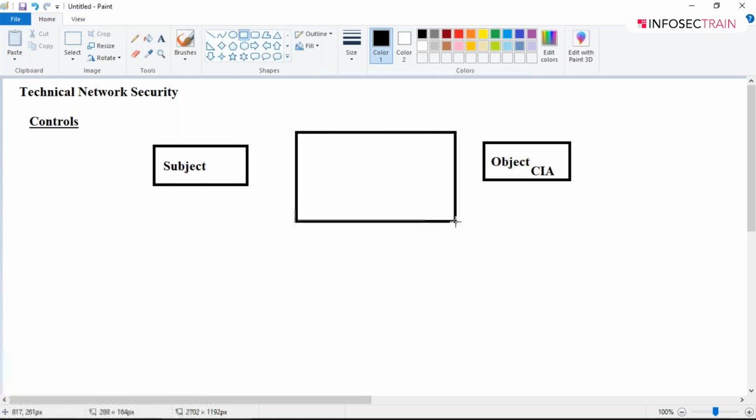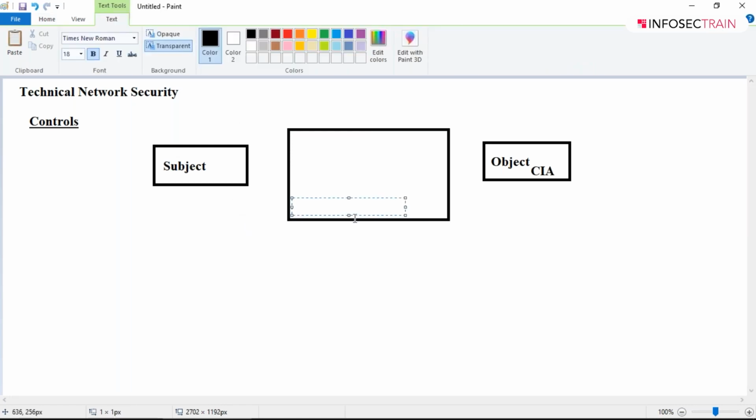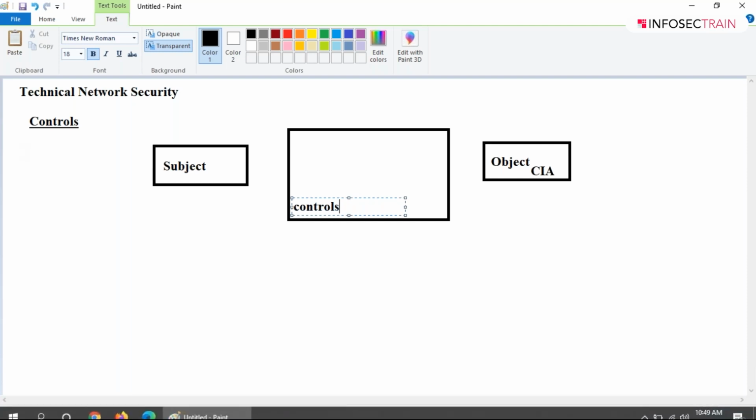So here is the scenario where controls come into the picture. Controls prevent unauthorized access of an object by the subjects. That's why we use controls: to prevent unauthorized access of objects by subjects. We have controls in the picture.